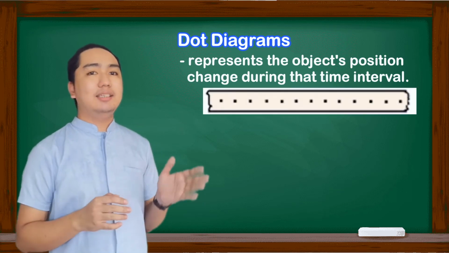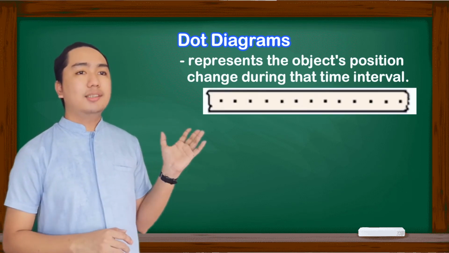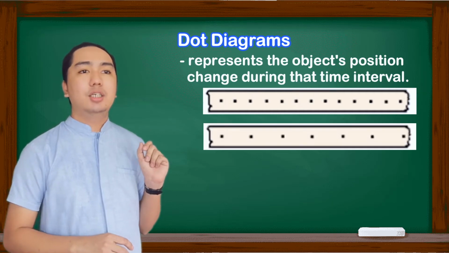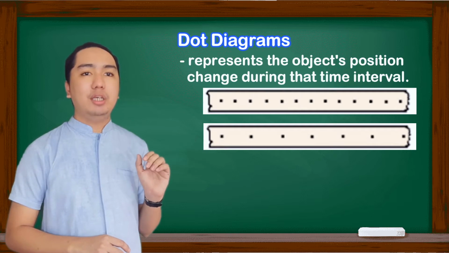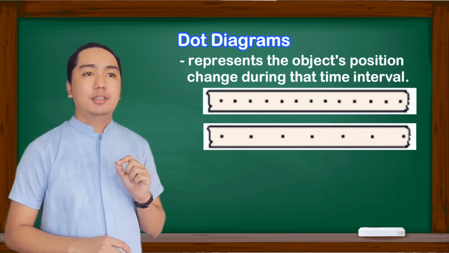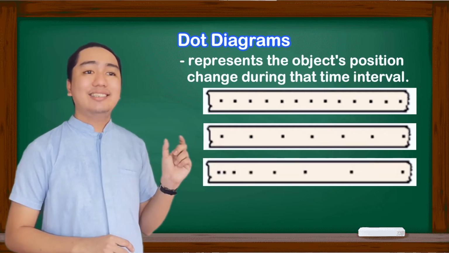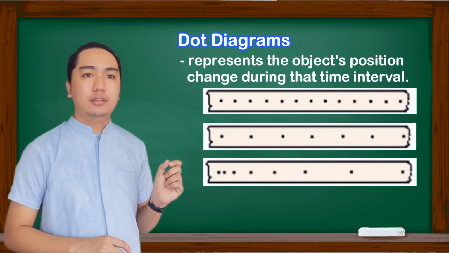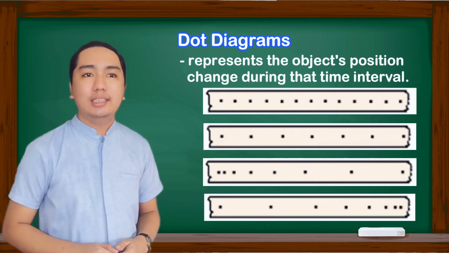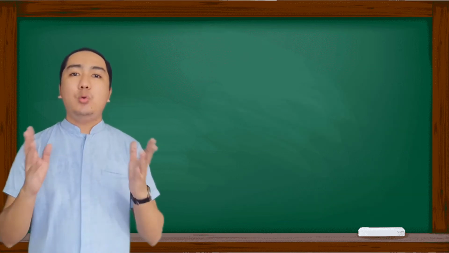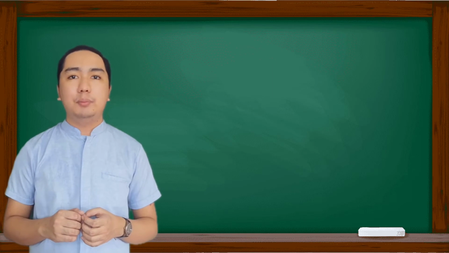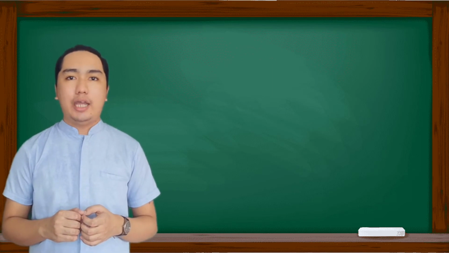So as you can see in this figure, in letter A, the object moves at a constant speed, relatively slow. While in letter B, it moves at a constant speed, relatively fast. In letter C, it is increasing speed. In letter D, as you can see, the speed is decreasing. That's how we analyze the speed of an object using dot diagrams.